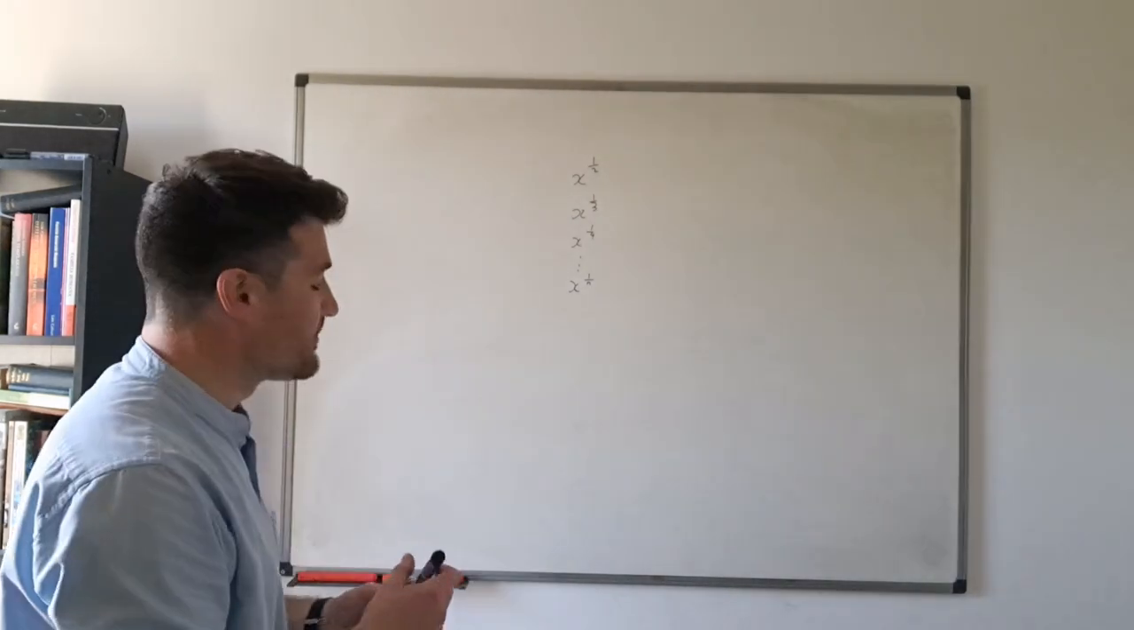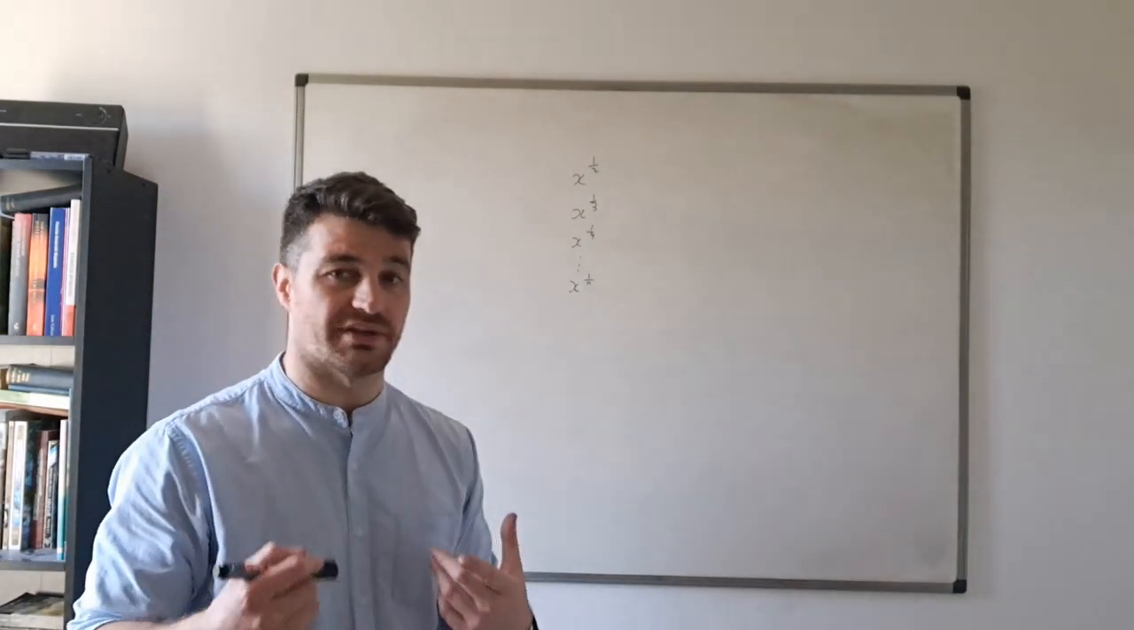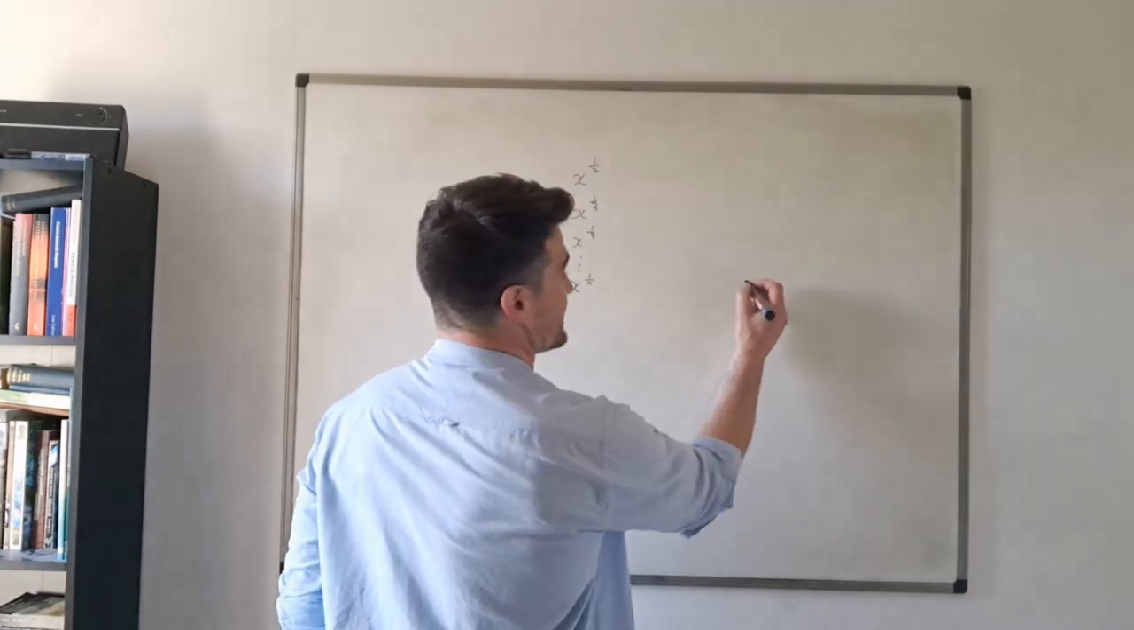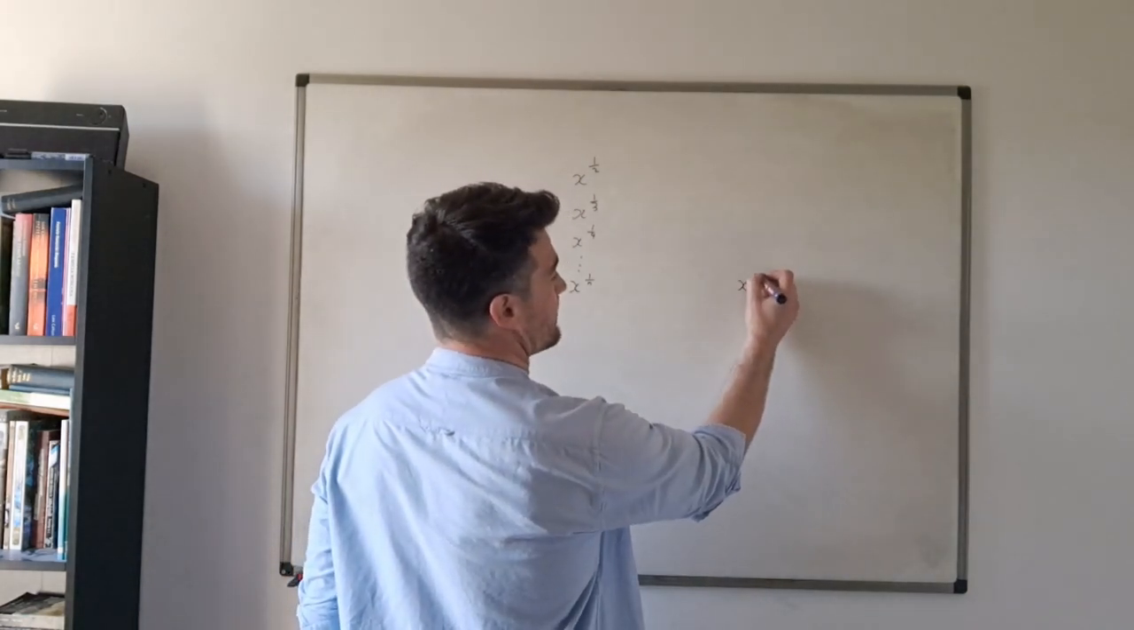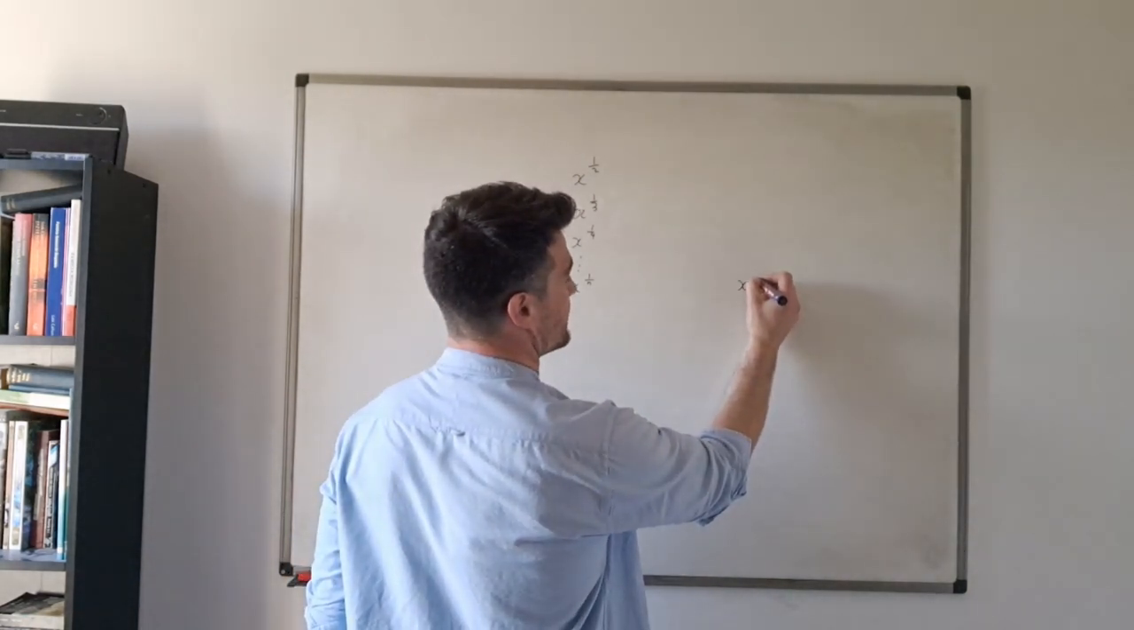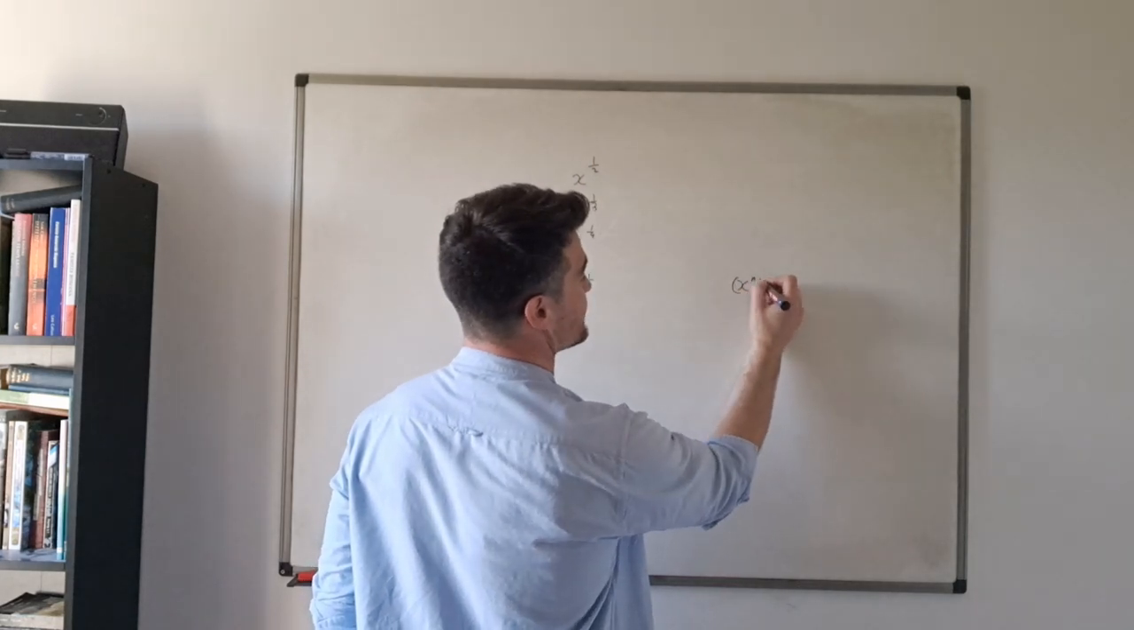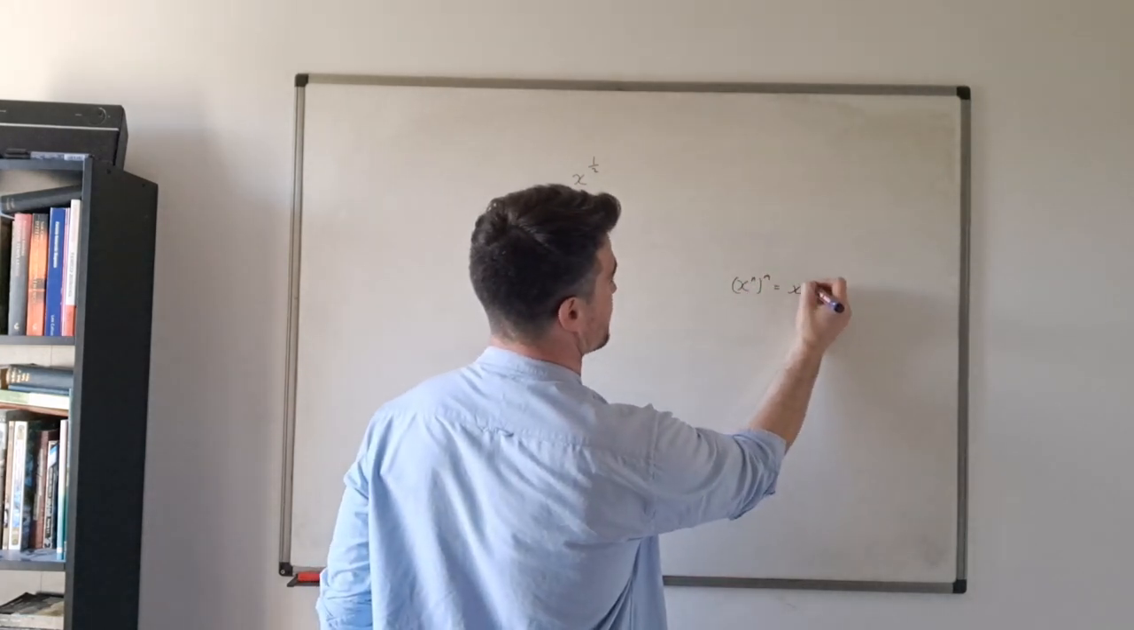So let's have a look. If we want things to work, how are things going to have to work? Well, let's say we've got x to the power of, let's take the rule x to the power of n to the power of m equals x to the power of nm.